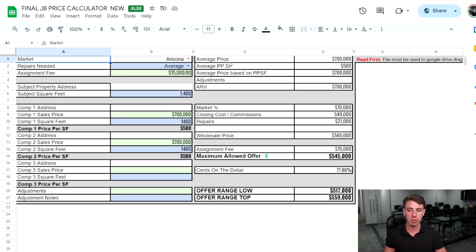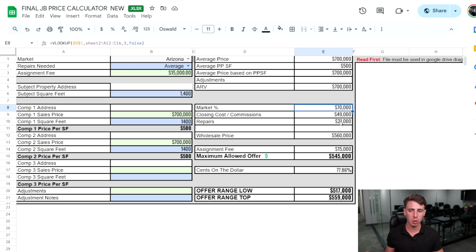But what is the formula? It is ARV minus investor's profit percentage minus closing costs and commissions minus repairs minus your assignment fee, and that equals your MAO, your maximum allowed offer to make the seller. The market percent is, depending on your market, how much investors want to make as a return on their investment. Usually it's between 10 to 15% depending on the market. Closing costs and commissions is 7%, and repairs is whatever you think the property needs in repairs.